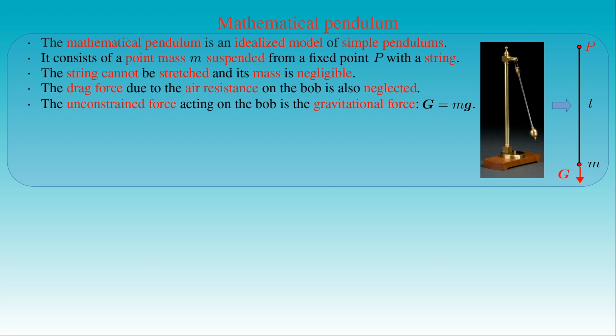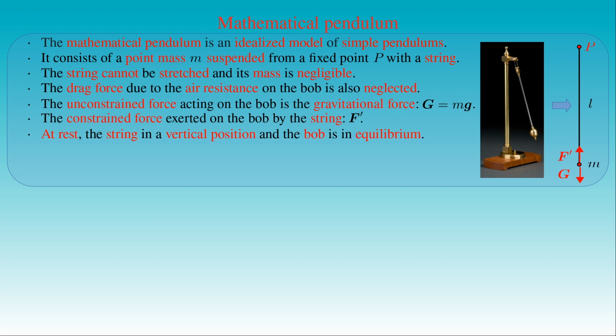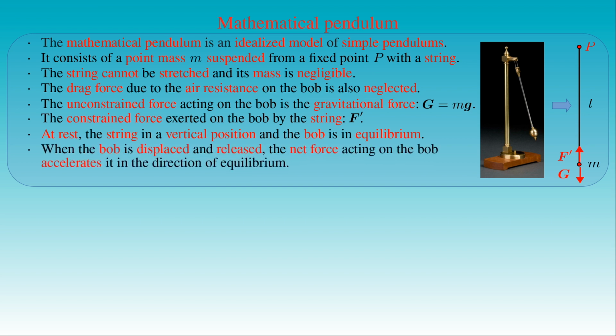The constrained force F' exerted on the point mass by the string or the rod is the opposite force to the weight of the point-like bob. If the pendulum is at rest, the string or rod is in a vertical position and the bob hangs at the end of the suspension in equilibrium. When the bob is displaced from its equilibrium position and then released, the net force given by the vector sum of the gravitational force and the constrained force F' accelerates the body in the direction of the equilibrium position.